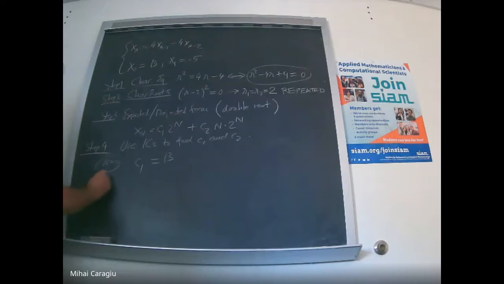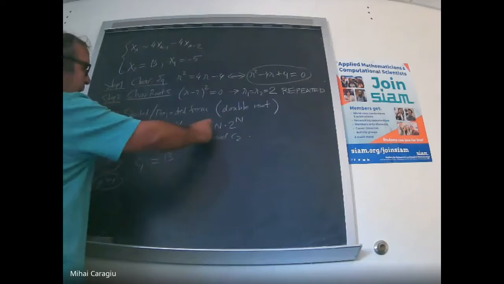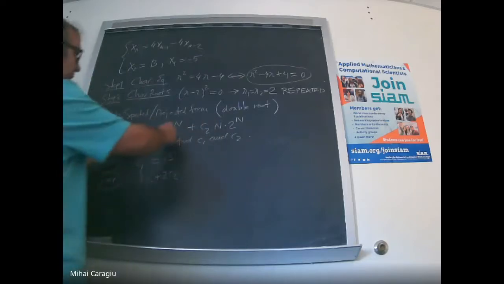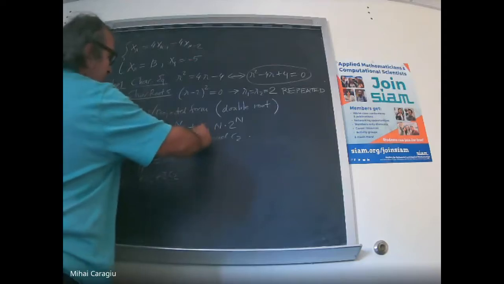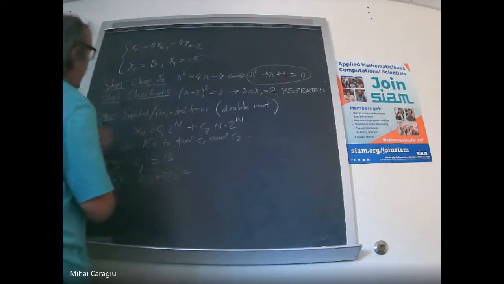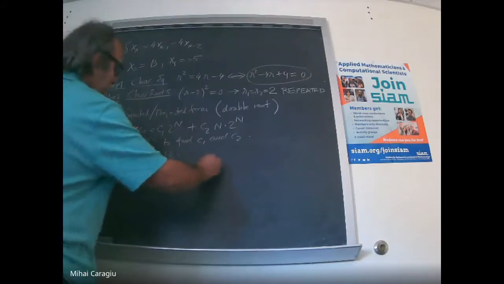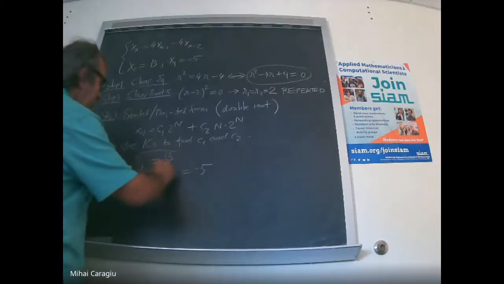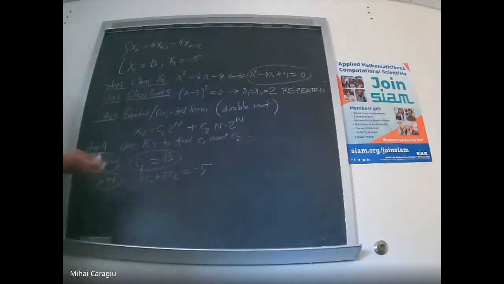If we set n equals 1, what do we get? Just setting n equals 1 here, 2c1 plus c2 times 1 times 2 to the power 1, so 2c1 plus 2c2 equals x1, which equals minus 5. So we got c1 equals 13. We got c1 on a plate, so this is it for c1.